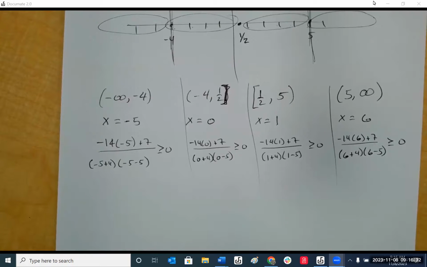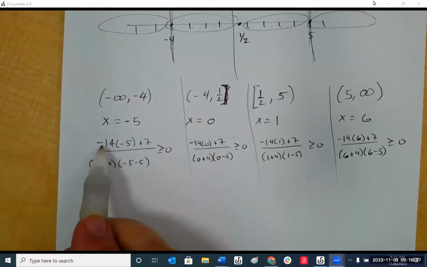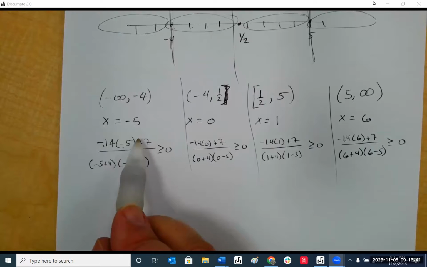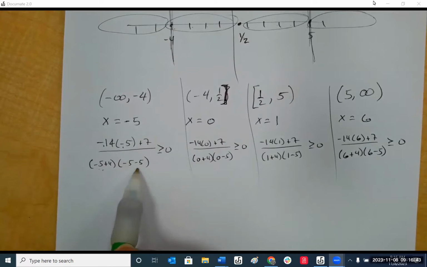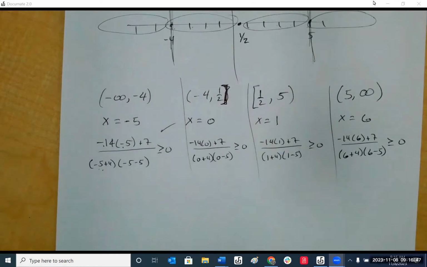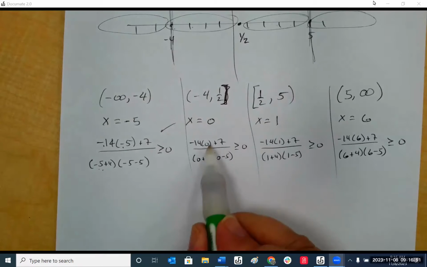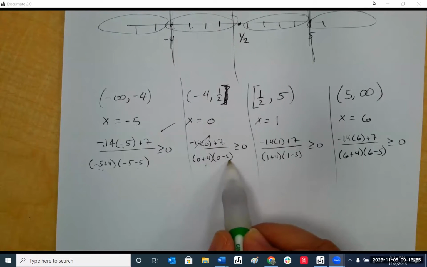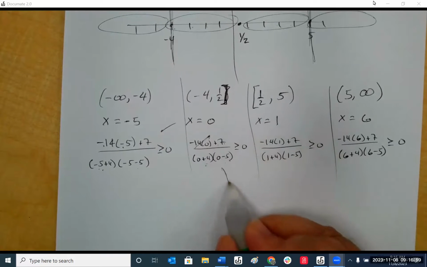Again, all I want to find are positive answers. Negative and negative is a positive, so the top's going to be positive. Negative and negative, the bottom's going to be positive, so this one's going to be a true statement. For 0, positive top, and on the bottom positive times negative is negative. This is going to be a negative, so this is not going to work.